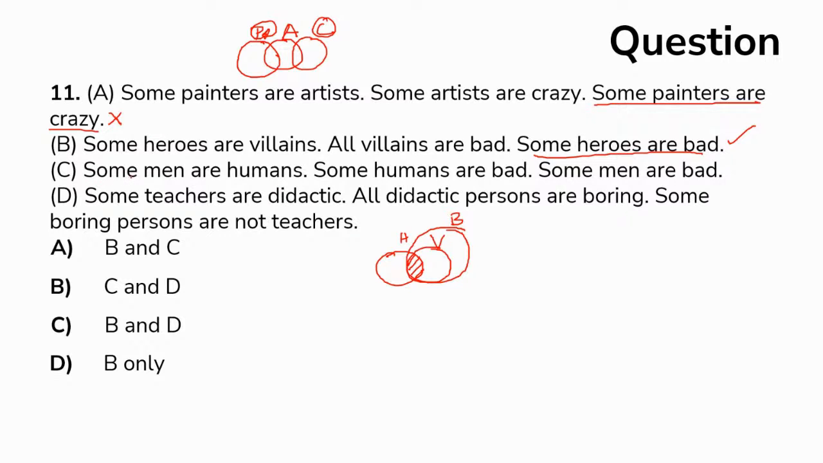And moving on to the third statement. Some men are human and some humans are bad, so some men are bad. From this, we don't know whether the exact connection between some men and bad is going to happen or not. So in that case, we can't hold this. That is not going to be true.